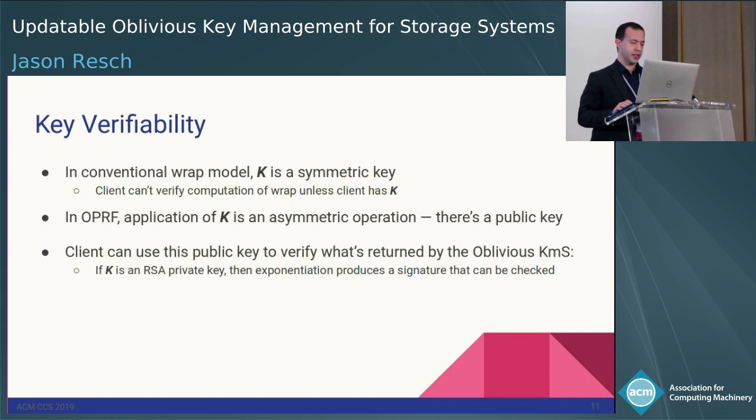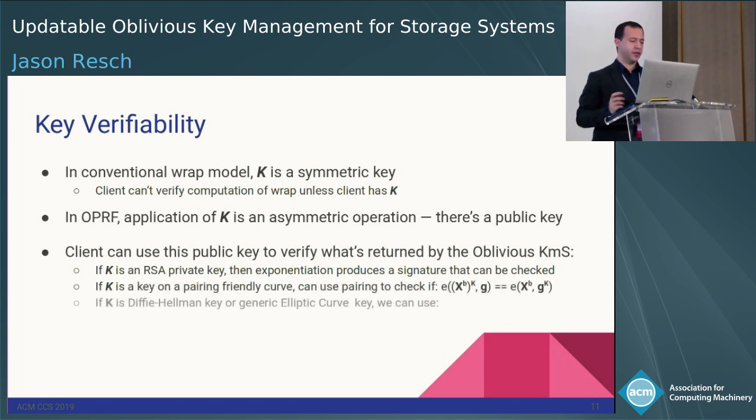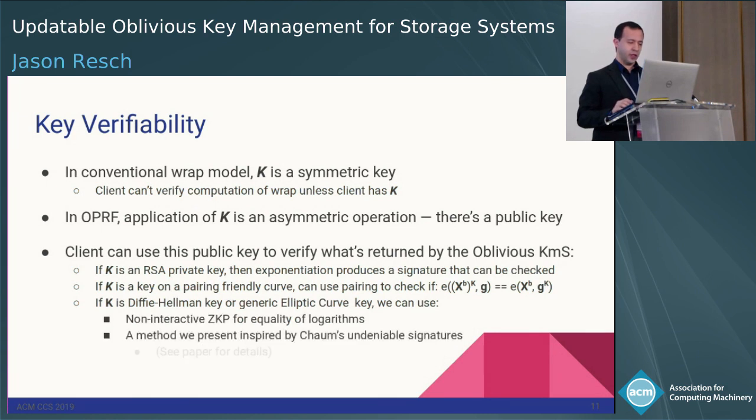So here are some examples of how that can be done. It's possible whether you use RSA keys, pairing-based cryptography, or even vanilla Diffie-Hellman or elliptic curves. So key verifiability, therefore, protects the client from irrecoverable data loss resulting from either accidental or malicious corruption of the wrap value.